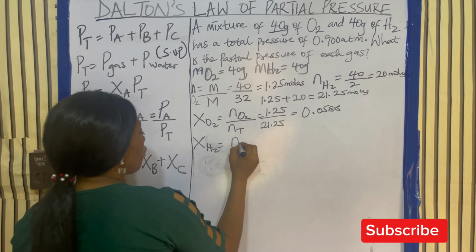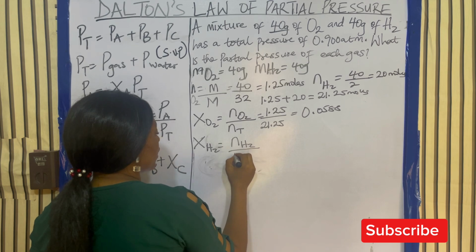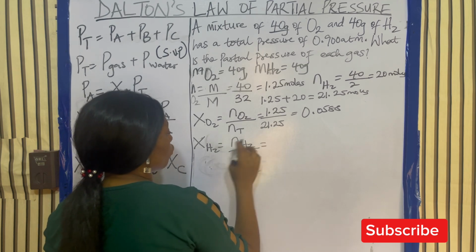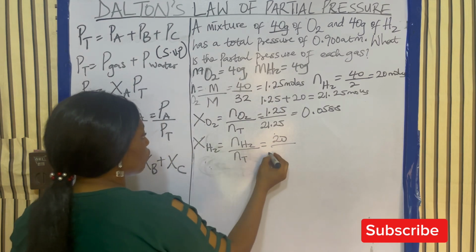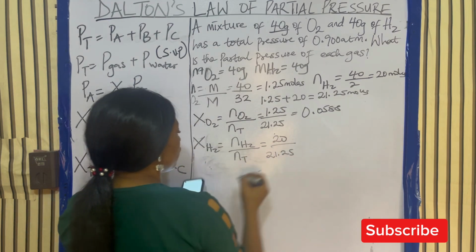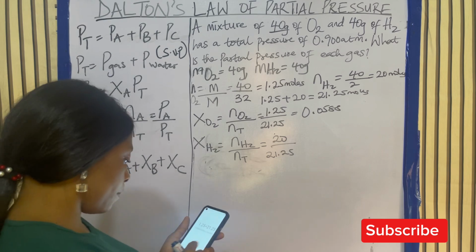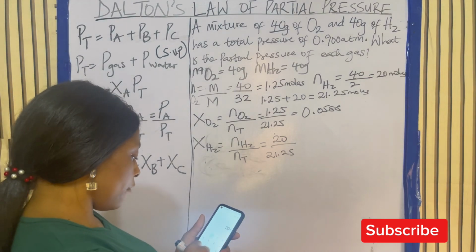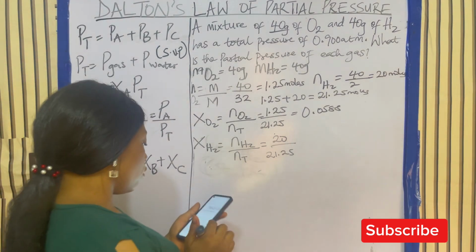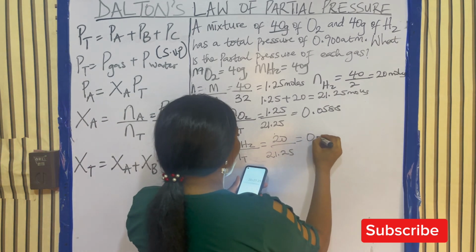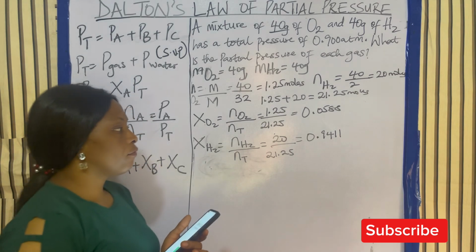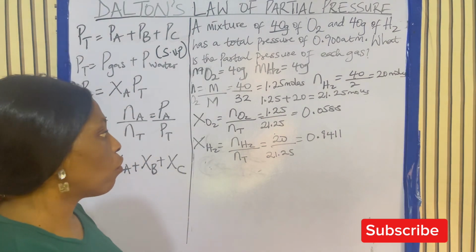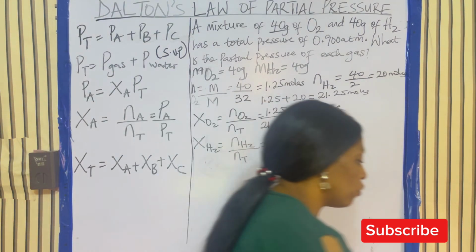Then let's look at the mole fraction of hydrogen gas. That will be number of mole of hydrogen gas divided by N total. So the number of mole of hydrogen gas is 20 divided by N total, which is 21.25. So 20 divided by 21.25, you have it to be 0.9411. So with this, we can find their partial pressure.